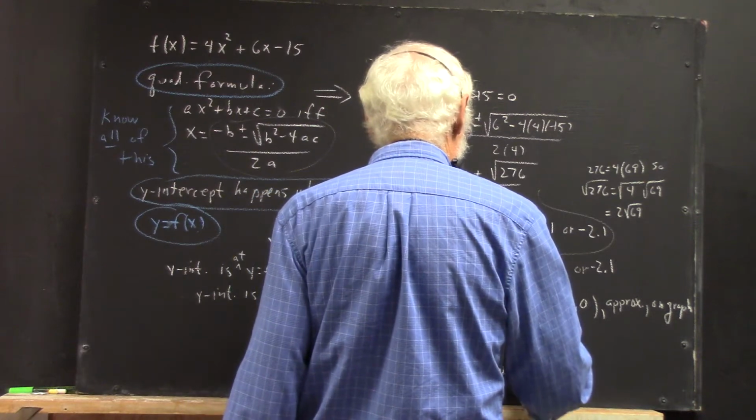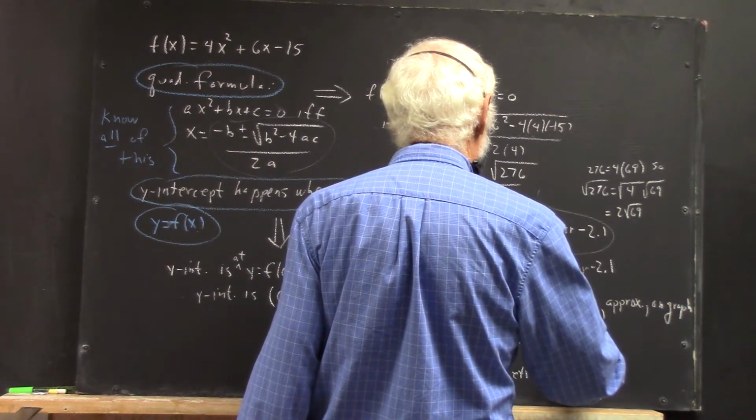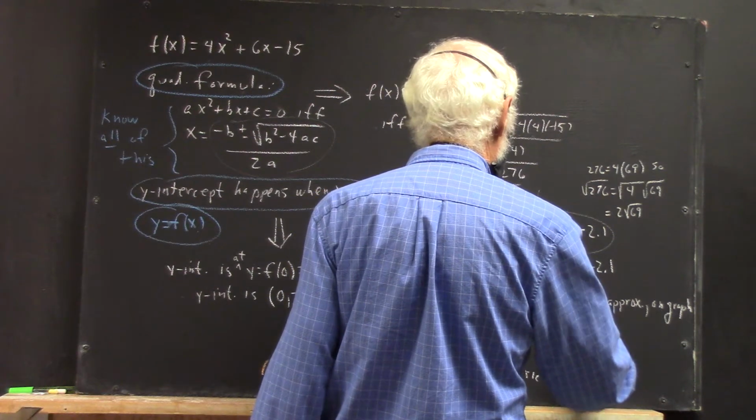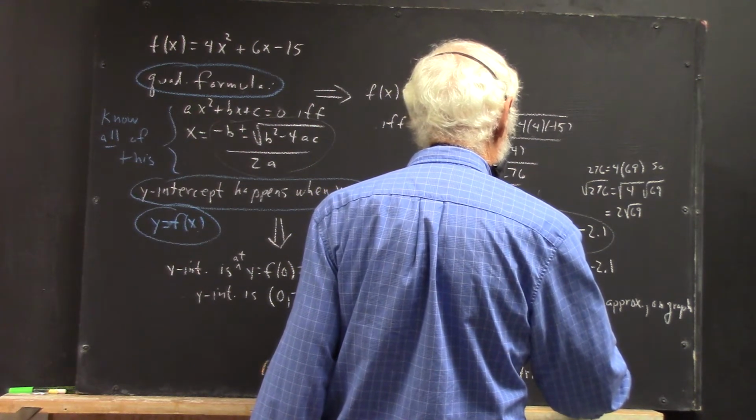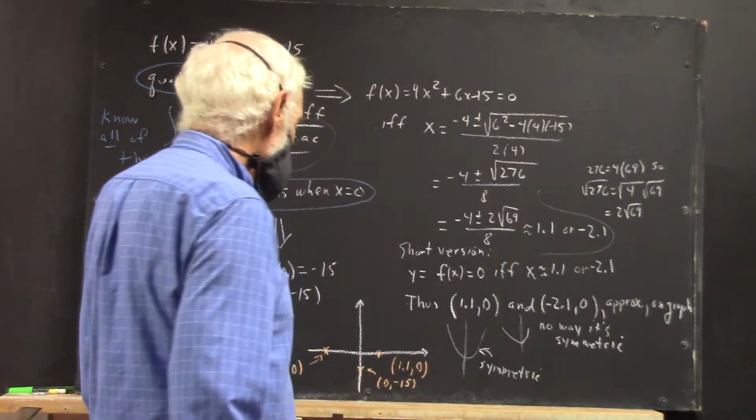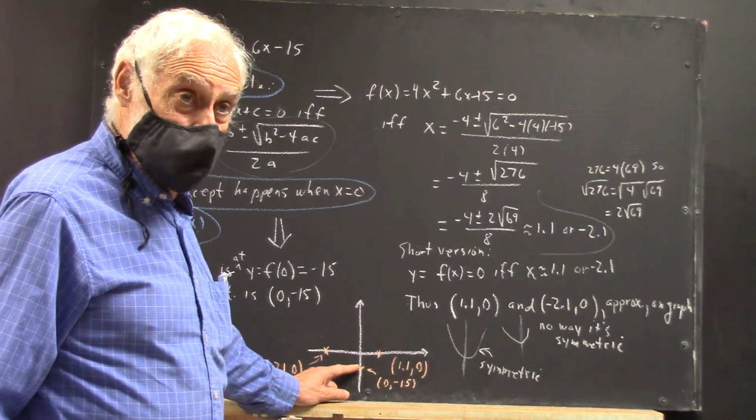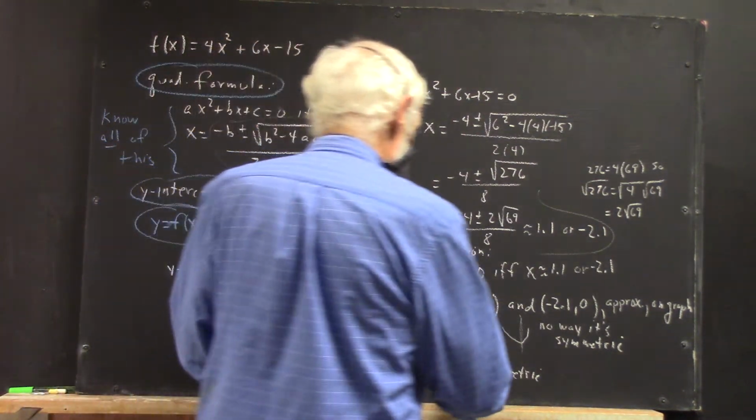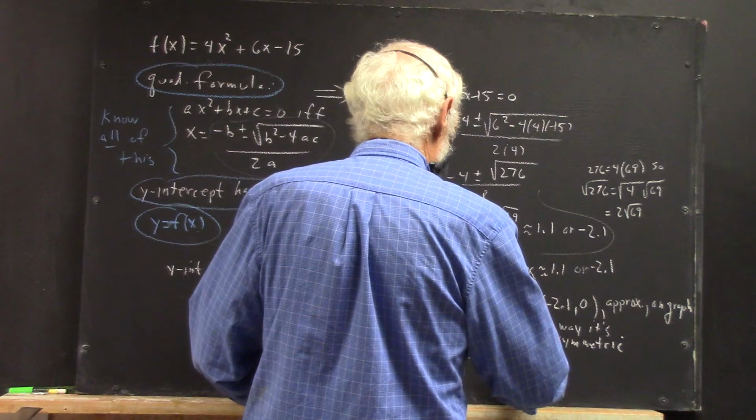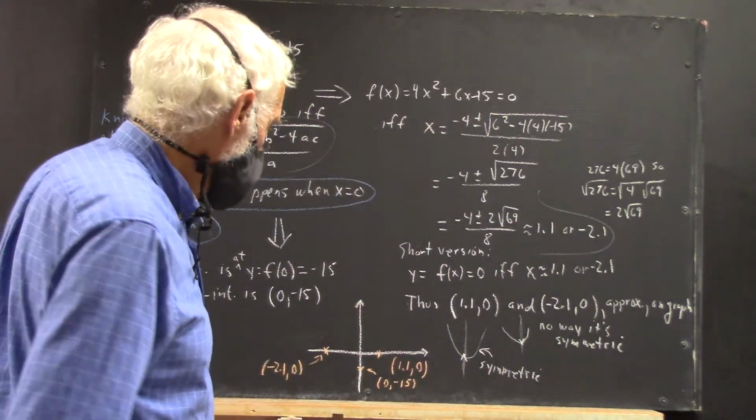And this is in no way symmetric. So just because this is a Y-intercept doesn't mean it's the vertex. And the vertex, of course, is here. And if the vertex was here, it would be symmetric.